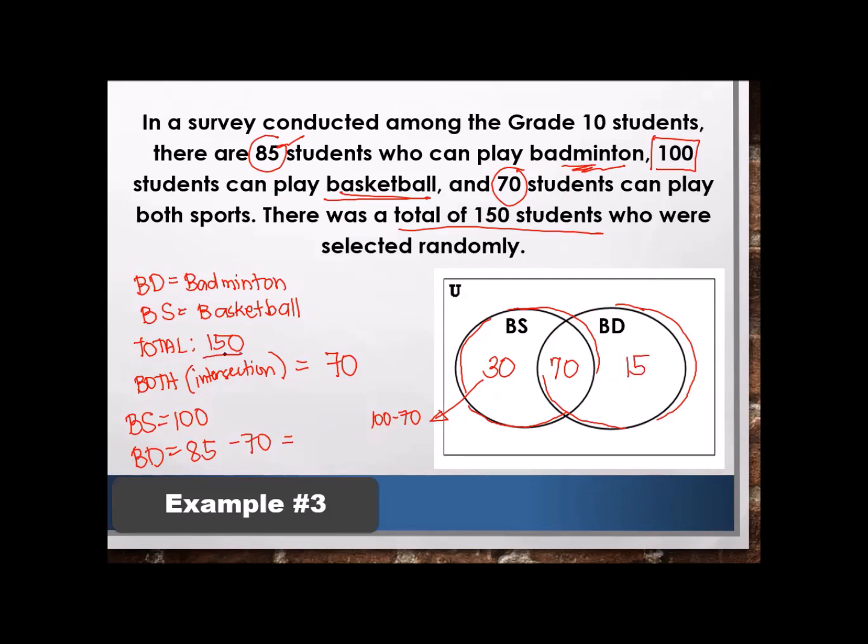Sabi kasi, ang total, 150. What is 30 plus 70 plus 15? That is 115. Ilan ang nawawala sa 150? So, may nawawala tayong 35. Kasi ito yung nagsasabi na ayaw nila. Doesn't want basketball and doesn't want badminton. Okay? Not basketball or not badminton. Okay? So with that, madali na nating sagutan to.